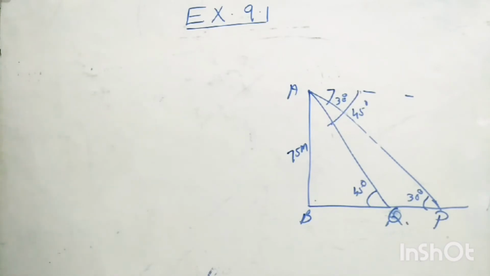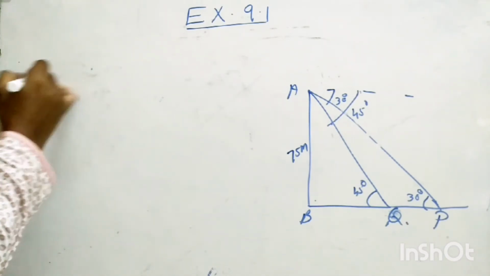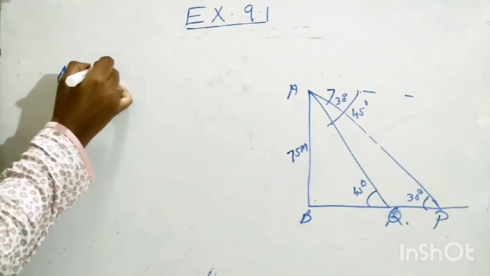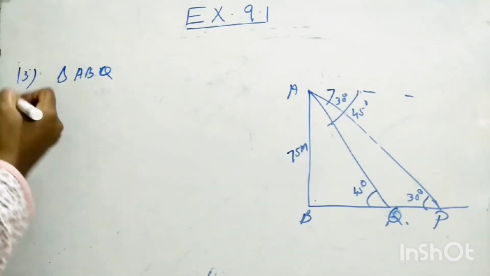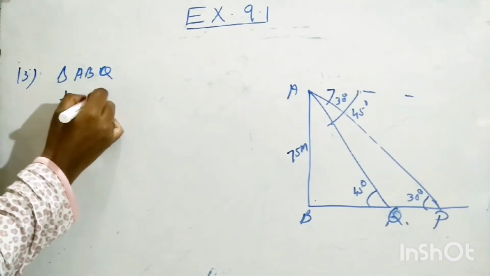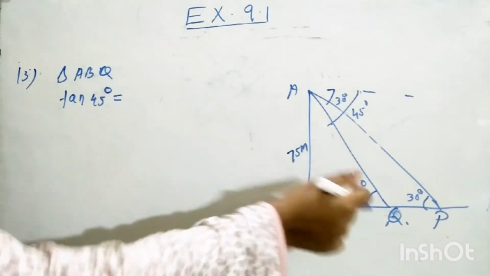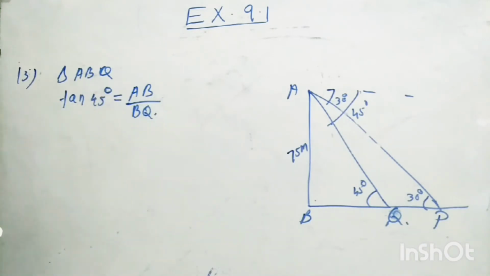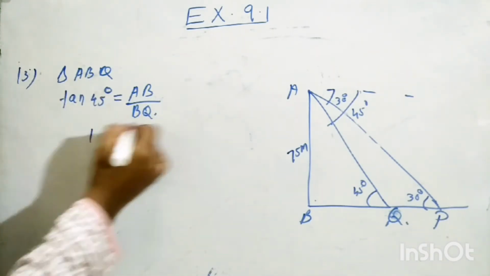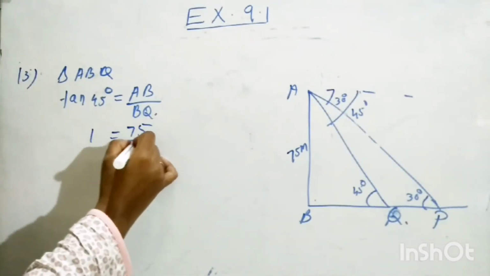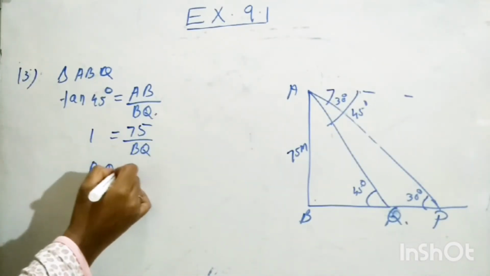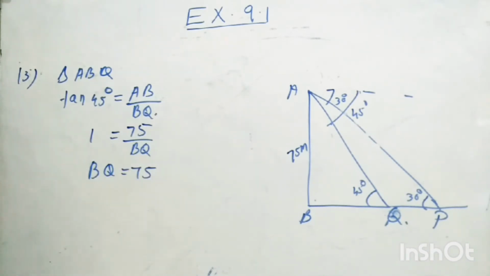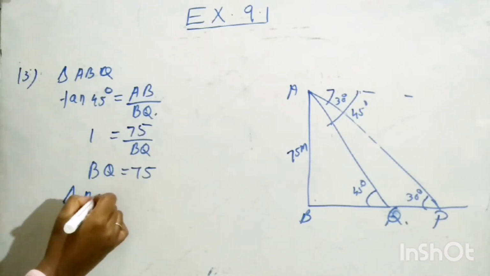Now, in triangle ABQ, tan 45 degree is equal to the side opposite to 45, AB, divided by BQ. Tan 45 degree is 1. So 1 is equal to AB, 75, divided by BQ, or we will get BQ equal to 75.